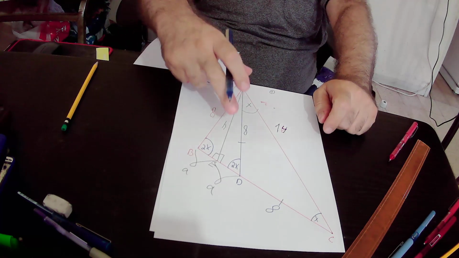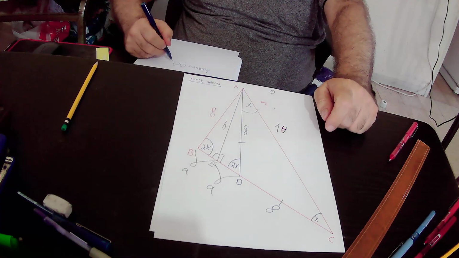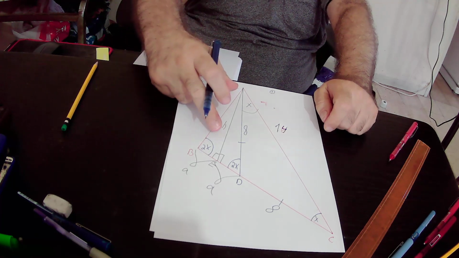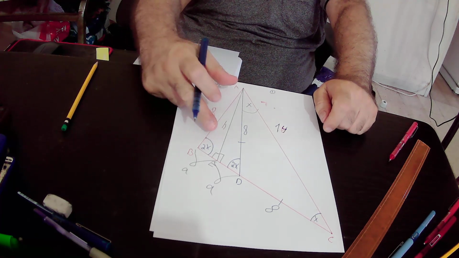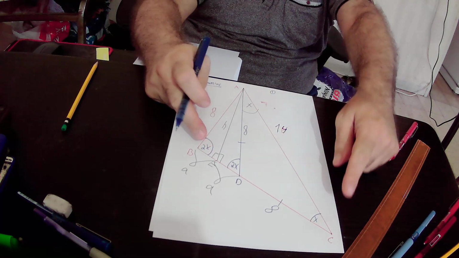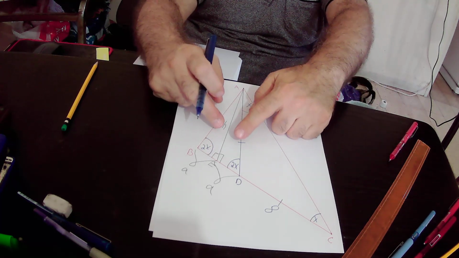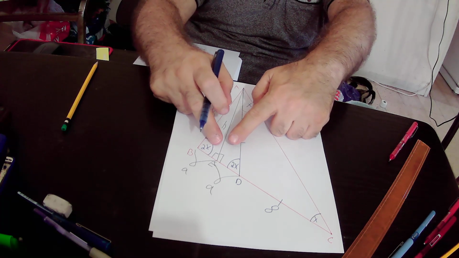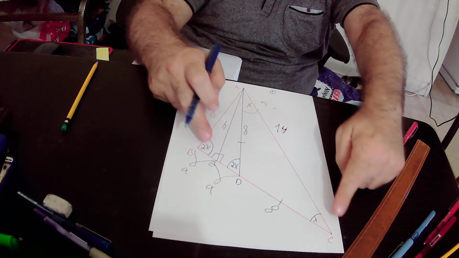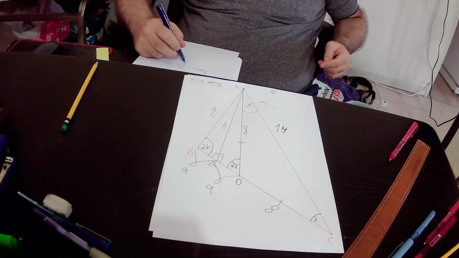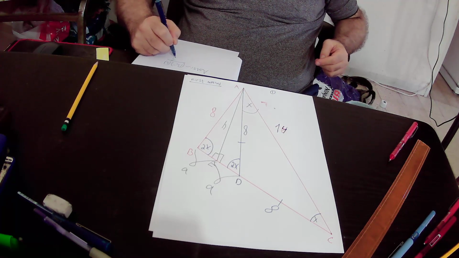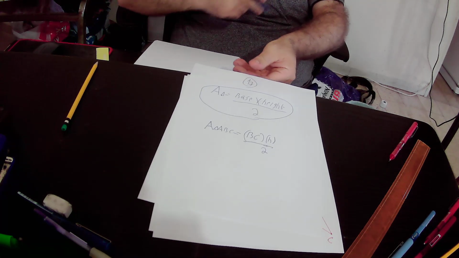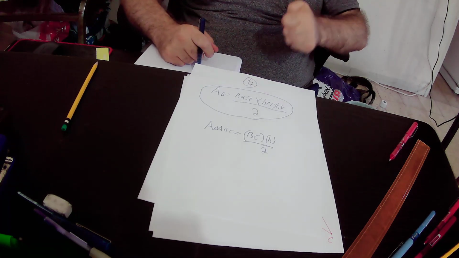and the height to the base is h. Why is the height to the base h? Because edge AE creates 90 degrees with the base BC. Therefore, AE is the height of triangle ABC because it creates 90 degrees with the base BC. Okay, so the area of triangle ABC equals BC times the height over 2.